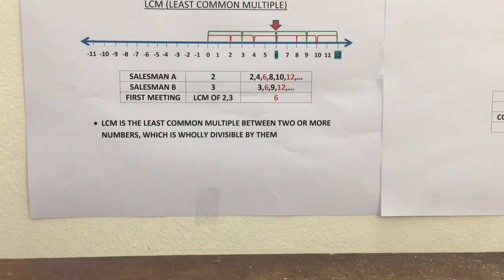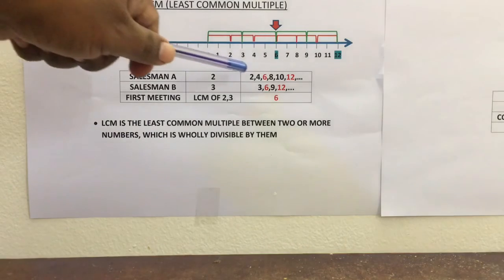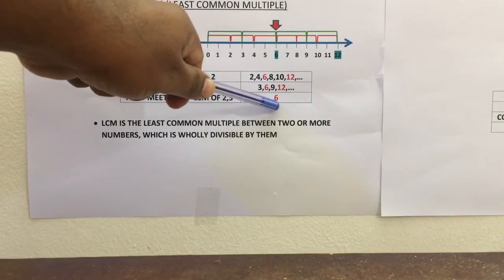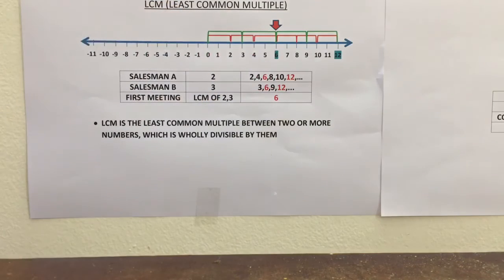I am going to ask you one simple question. When does the first common meeting between us take place? You can clearly say the first common meeting takes place on the 6th day. So the first common meeting is equivalent to the LCM of 2 and 3.